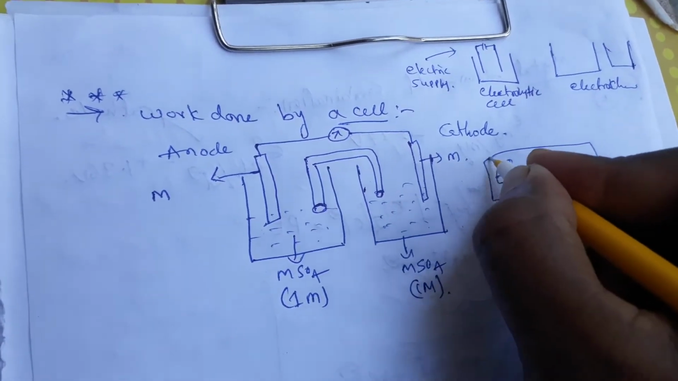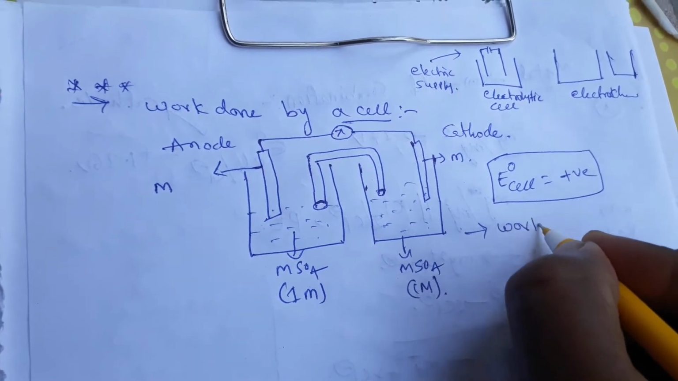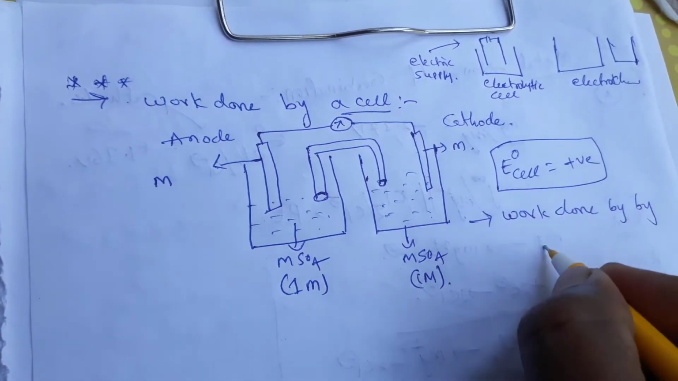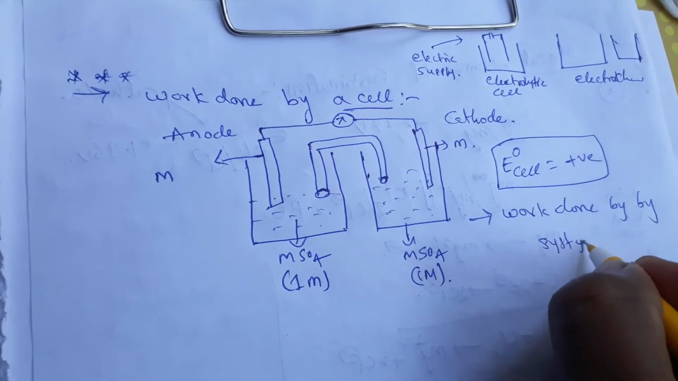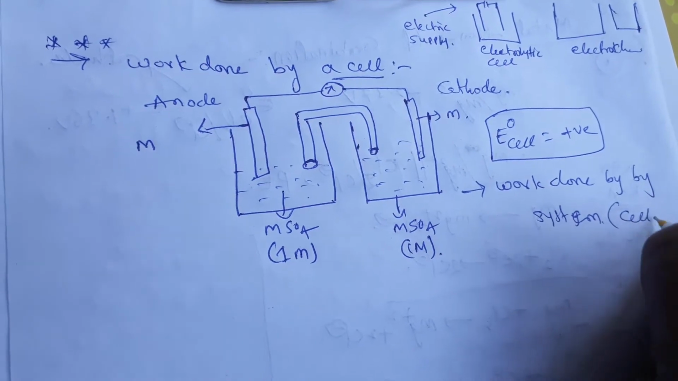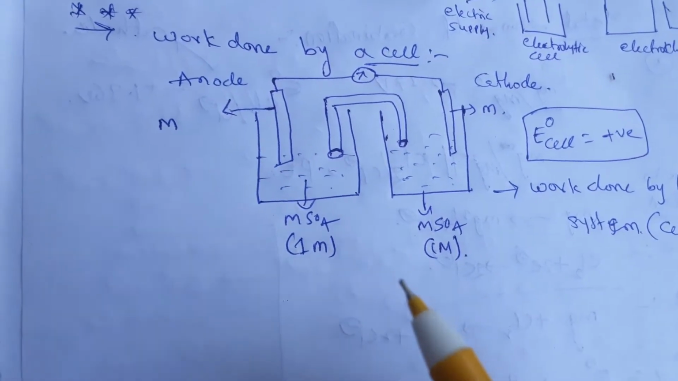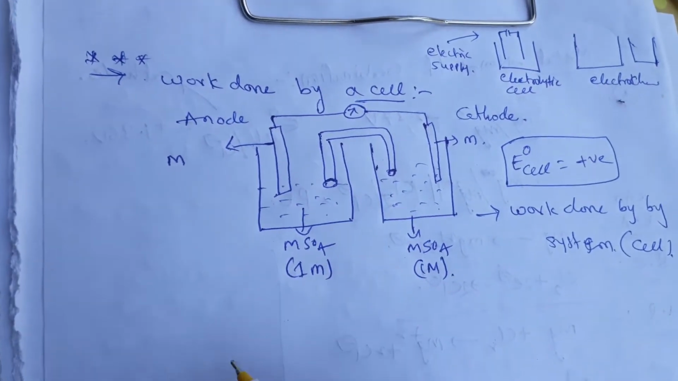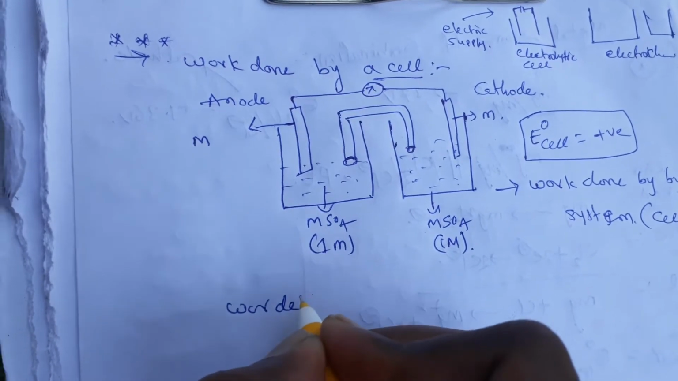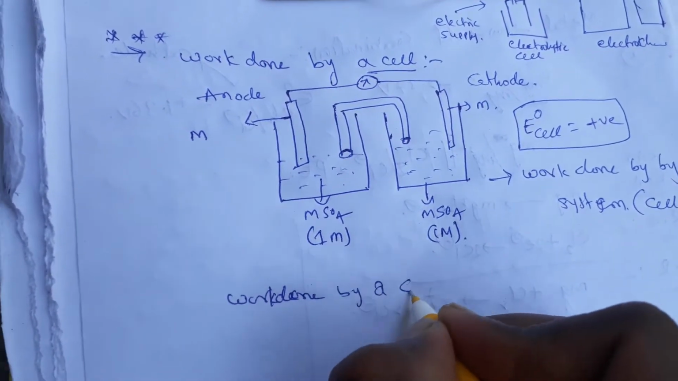So E cell is coming as a positive value, which means work is done by the system or cell. We can say work is done by the system, that means the cell. So here who is doing the work? Obviously the system, the cell, is doing the work. So here I can take it as work done by a system or cell.